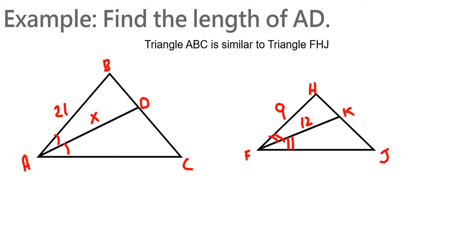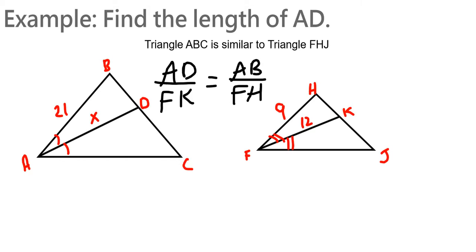Find the length of AD. So here AD and FK are both angle bisectors, so they're proportional to your sides. So we have x over 12 equals 21 over 9. I can simplify that down if I want to. Now I can go ahead and cross multiply.